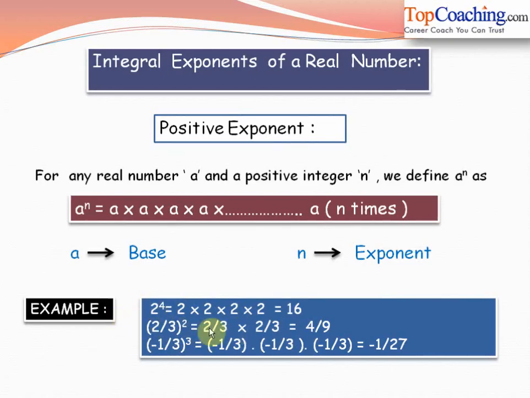Similarly, 2 by 3 to the power of 2, or the exponent being 2, is equal to 2 by 3 into 2 by 3. Here we multiply 2 by 3 2 times. So 2 by 3 into 2 by 3 is equal to 4 by 9. Similarly, if we take minus 1 by 3 whole cube, then this is equal to minus 1 by 3 into minus 1 by 3 into minus 1 by 3, and this is equal to minus 1 by 27. So whenever we say a to the power of n, it means that a is being multiplied n times.